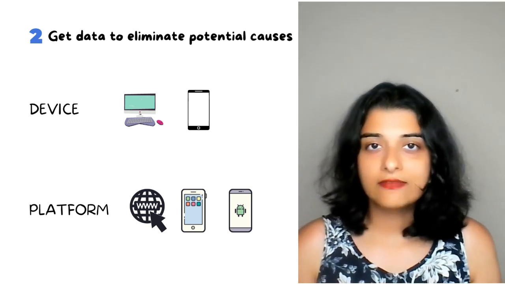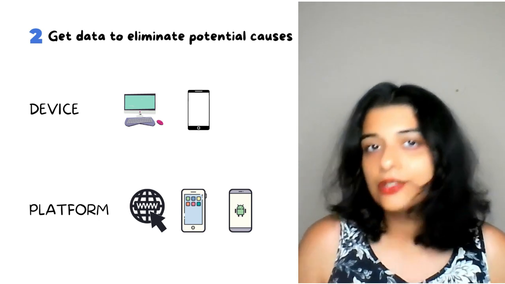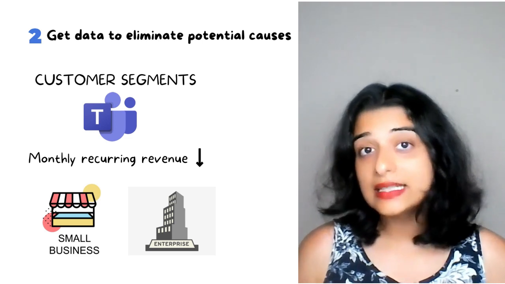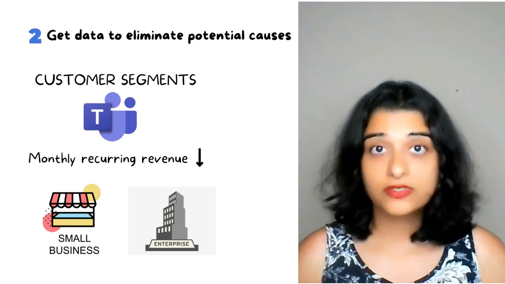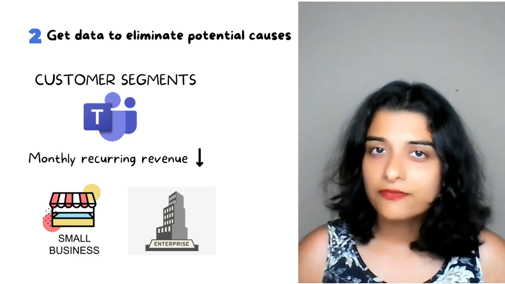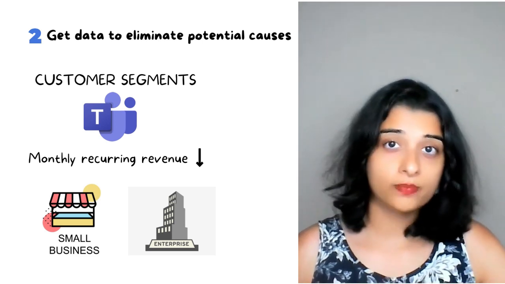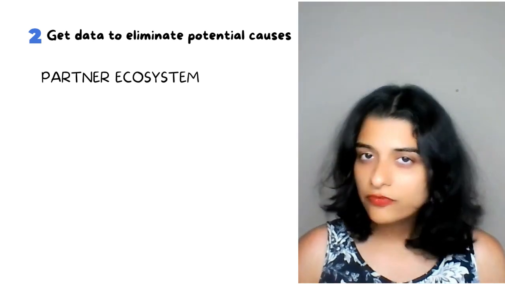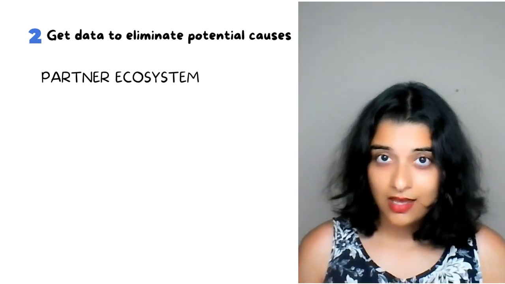Once we're done with the slicing with these attributes, let's get into the customer segments. For example, if there is a drop in the monthly recurring revenue from Microsoft Teams, it'll be good to know if the change or the drop is coming from the small, medium businesses or the enterprises. Then don't forget the partner ecosystem.